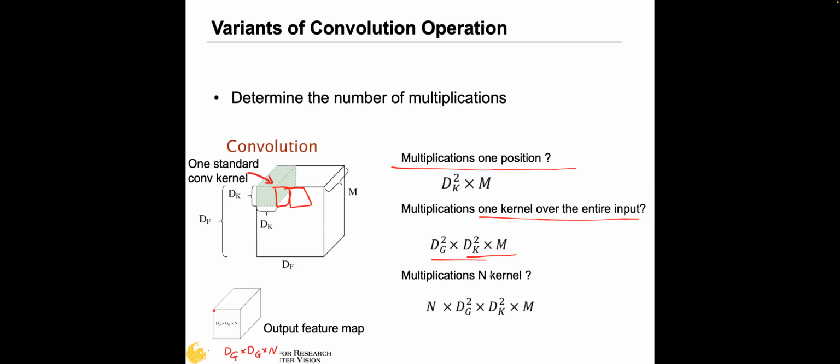And the next one is easy, right? If we have n kernels, then we multiply that by n. So this is the total number of multiplications it incurs if we slide these dk by dk standard convolutional kernels over this df by df input.